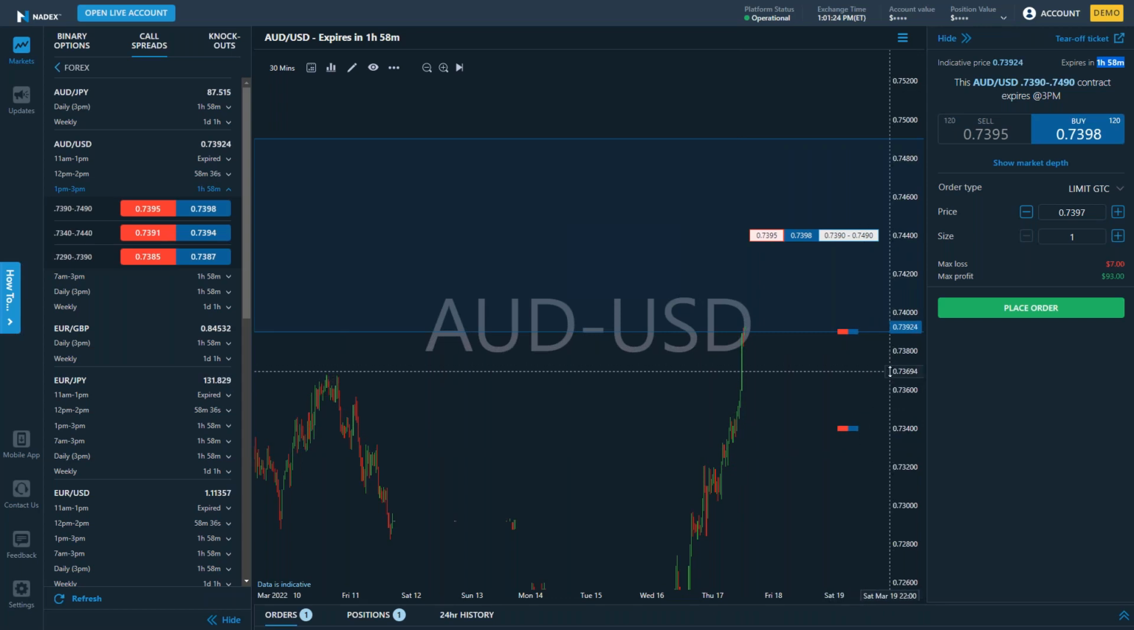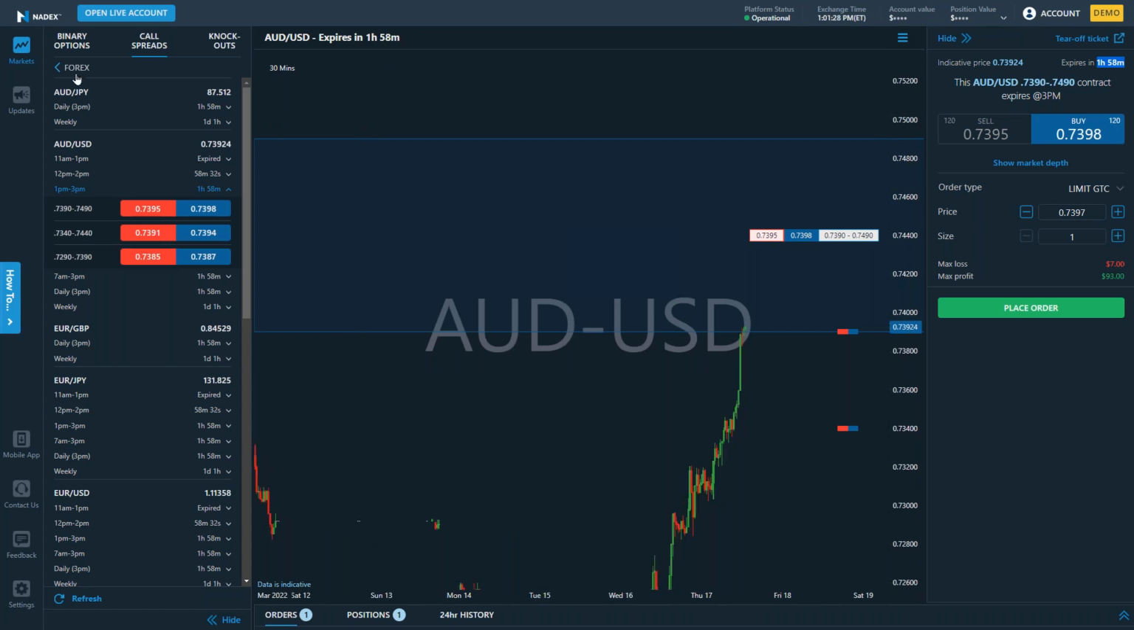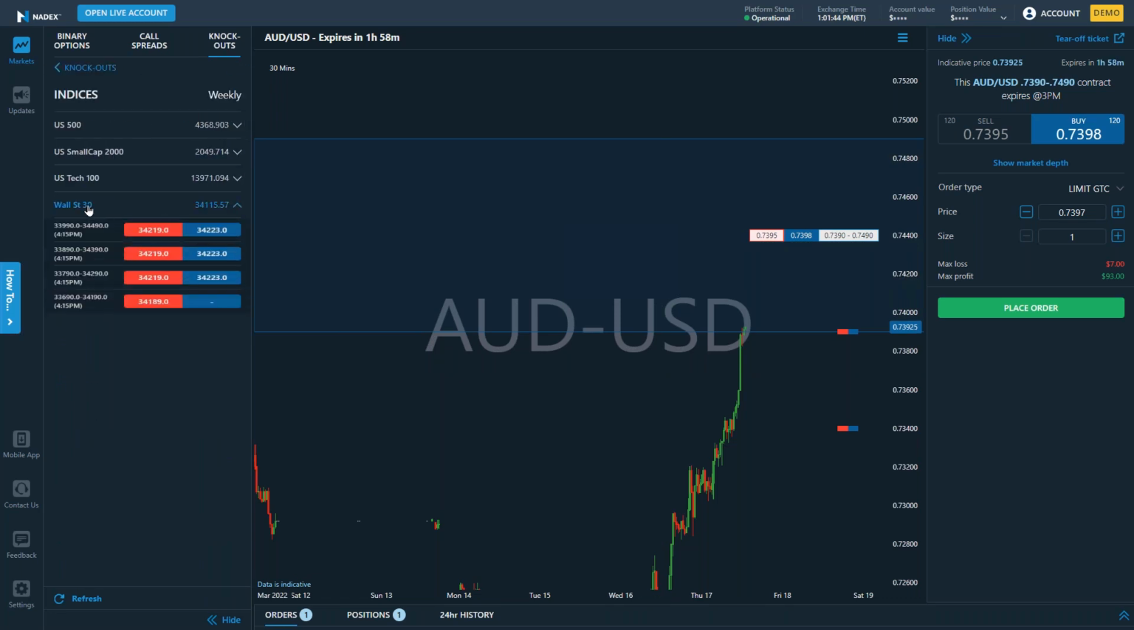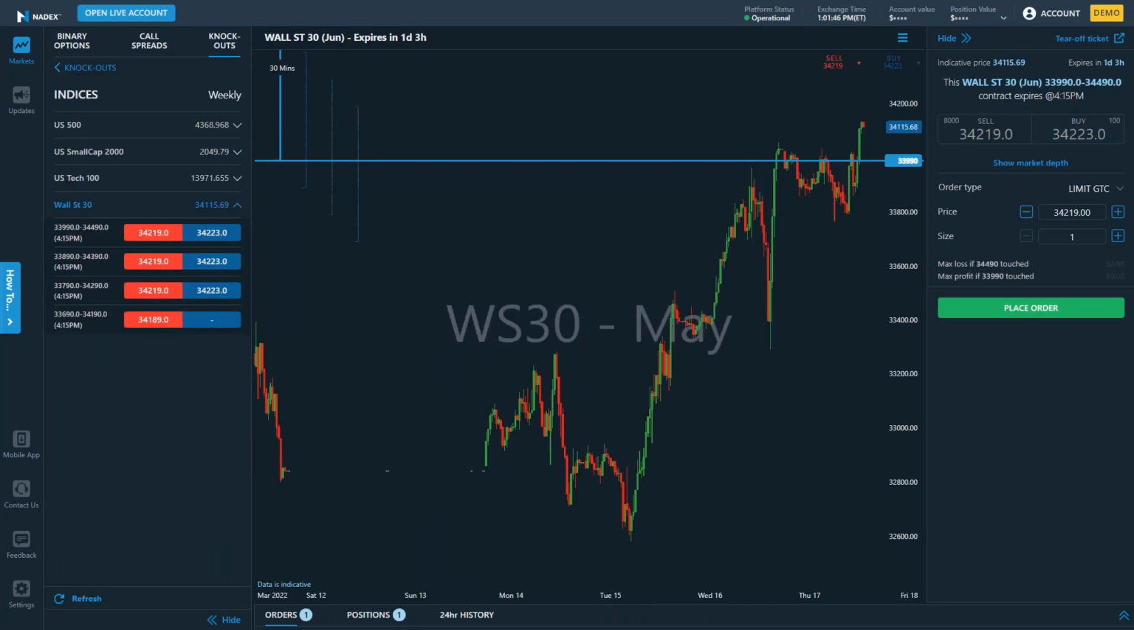All right, I went a little longer than I thought, but I wanted to spend some time showing you the different nuances between call spreads and knockouts. Call spreads have that optionality where you do not get knocked out, but you are probably going to want to exit the position early. I am a big fan of knockouts. I think they're our most intuitive product.